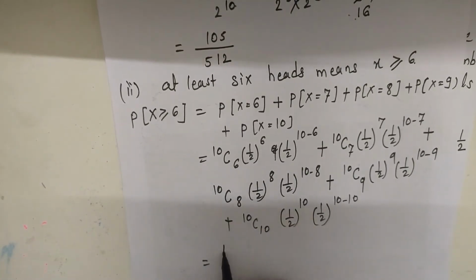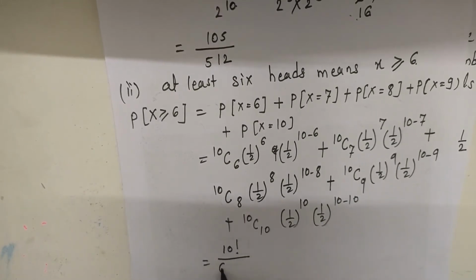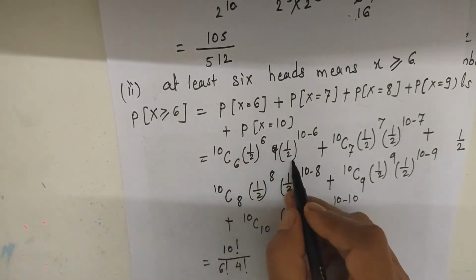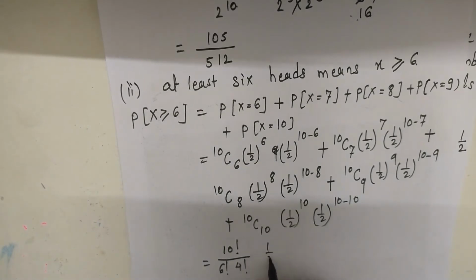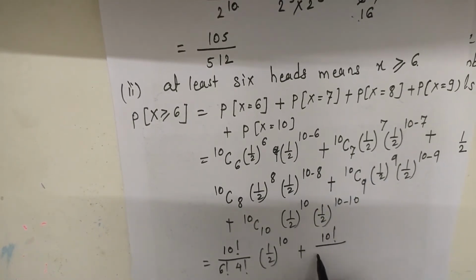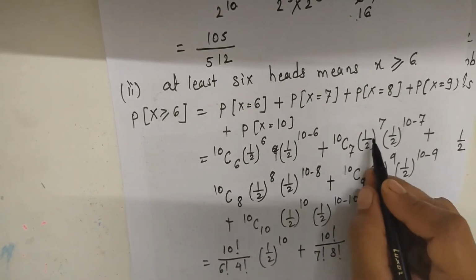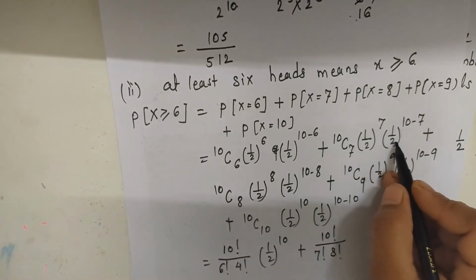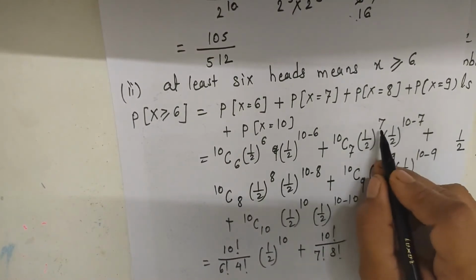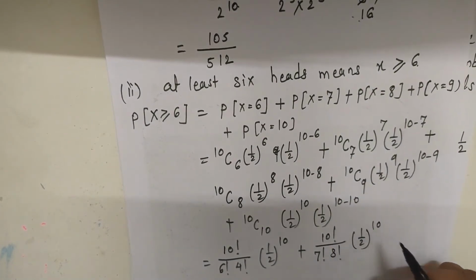Now 10c6, using the combination formula, can be written as 10 factorial upon 6 factorial and 10 minus 6, that is 4 factorial, half raised to 6 and half raised to 4, that is half raised to 6 plus 4, 10, plus 10c7, that is 10 factorial upon 7 factorial and 10 minus 7, 3 factorial, half raised to 7 and this half raised to 10 minus 7 means 3. So addition of 7 and 3 is 10, half raised to 10.